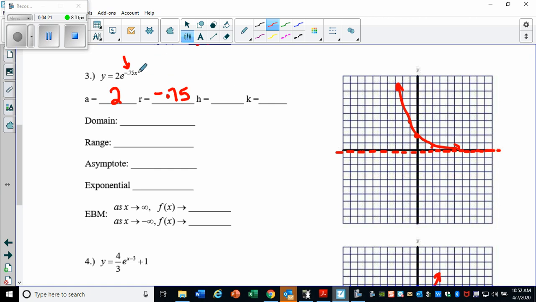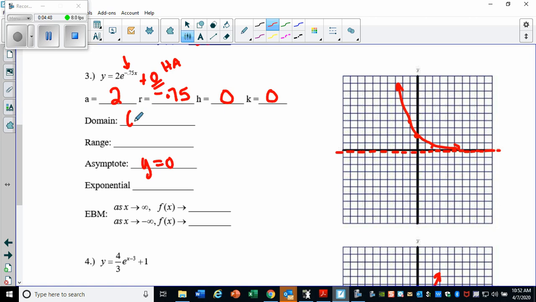Your h value is the number added or subtracted next to x, and that's 0, so you don't have a horizontal shift. Your k value is the number at the end. In this case, there's nothing there, so it is going to be 0. Now remember, your k value is the same as your horizontal asymptote, this number added or subtracted at the end. So my horizontal asymptote is going to be y equals 0. It's never going to go past that point.